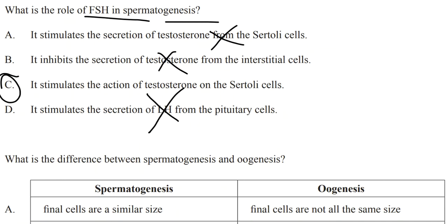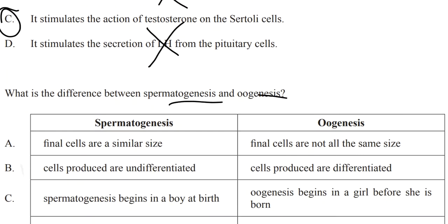What is the difference between spermatogenesis and oogenesis? Spinal cells are all similar in size.